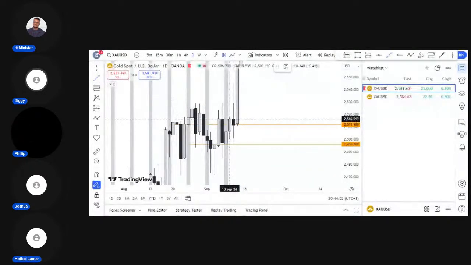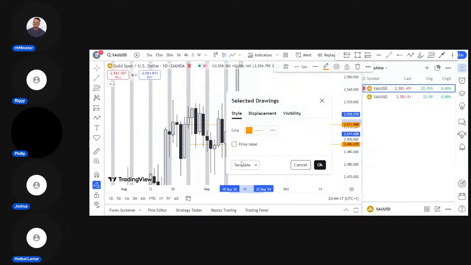Price can come to this top here now and reverse from it, or come below this point here and retrace from it.